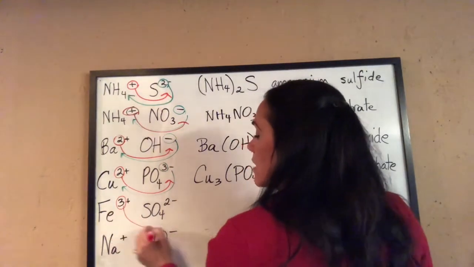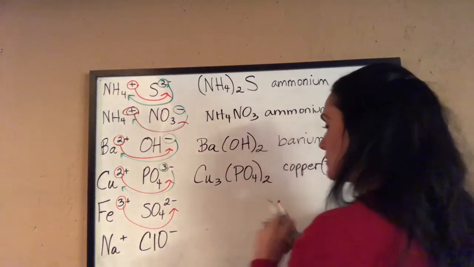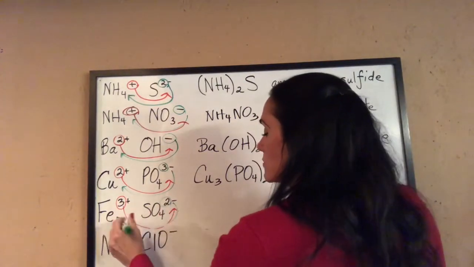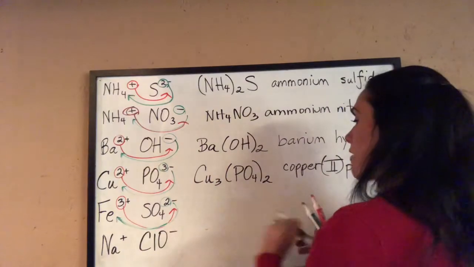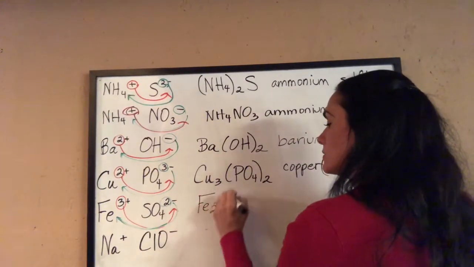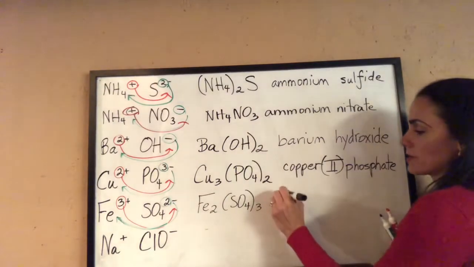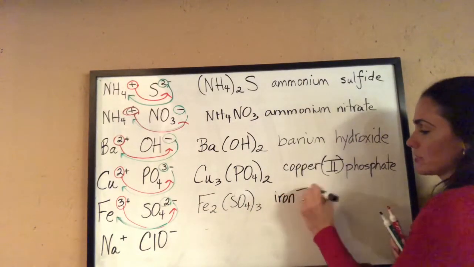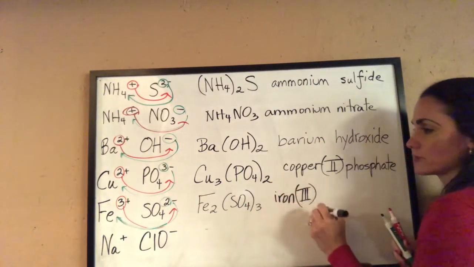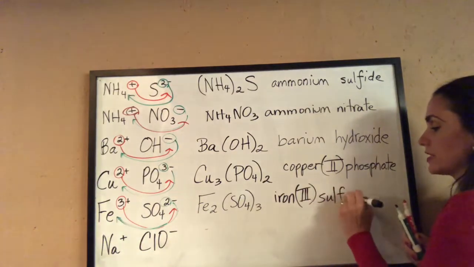Next one. Okay. Formula will be Fe2(SO4)3. Iron is one of those ions that has more than 1 possible charge. Iron 3 sulfate.